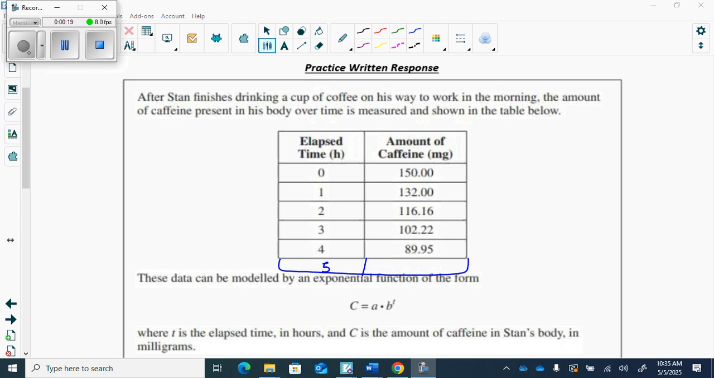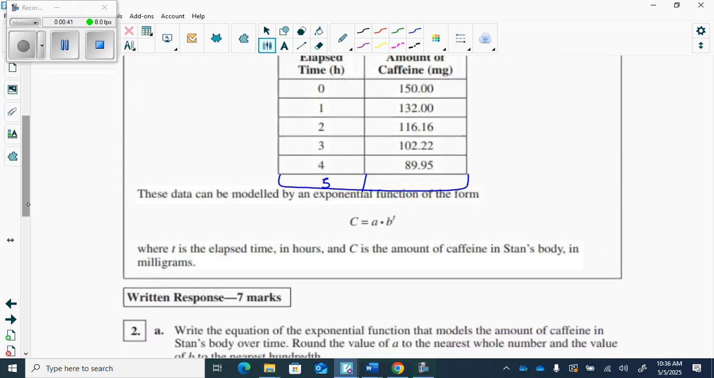So here we're talking about caffeine in the blood. After Sam finishes drinking a cup of coffee on his way to work in the morning, the amount of caffeine present in his body over time is measured and shown below. And it's decreasing over time, which makes sense because that's what happens. Okay, so these data can be modeled by an exponential function. So we have to go set calc exponential function.